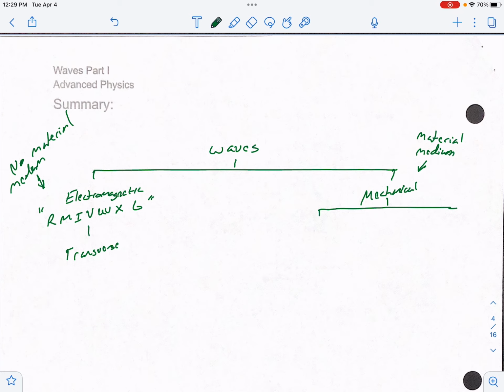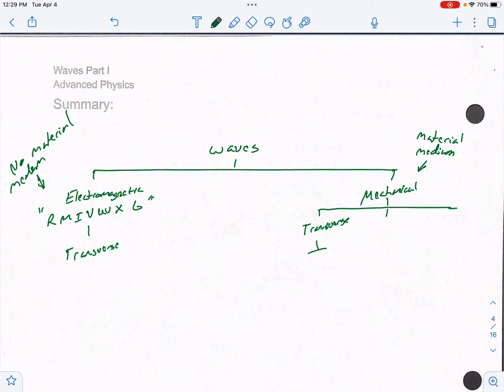Okay, it can be transverse. So I can take a rope and I can throw pulses down there. Okay, and my hand is going up and down, but the direction of the rope is going left to right. Okay, so that would be transverse because it's perpendicular.